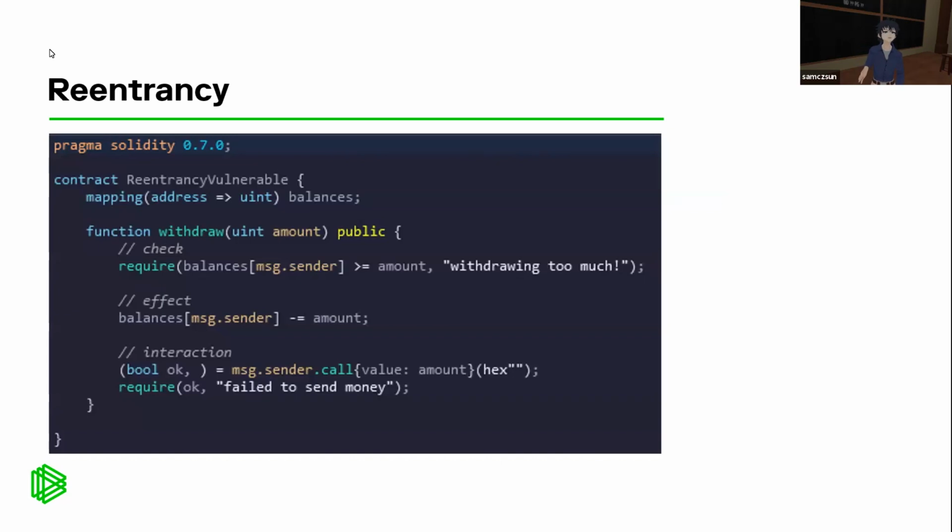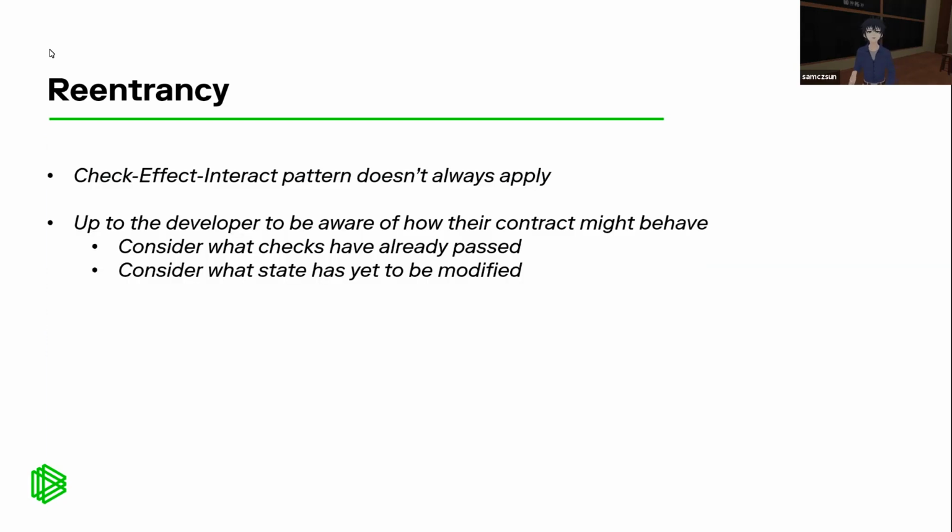Looking at our previous example, we can see that if we move the effect above the interaction, thereby following the check effect interaction pattern, this contract is now no longer vulnerable to reentrancy. However, one thing to know is that check effect interact doesn't always apply. And ultimately, it's up to the developer to be aware of how their contract might behave under different circumstances. For example, consider after an external call, what checks have already been passed, or consider what state hasn't been modified yet.